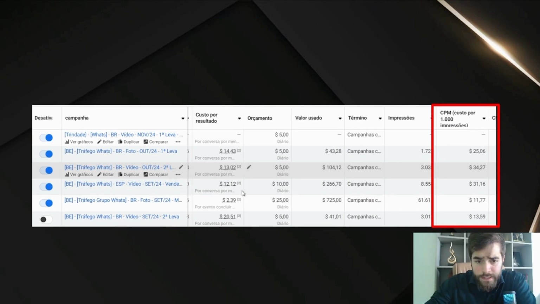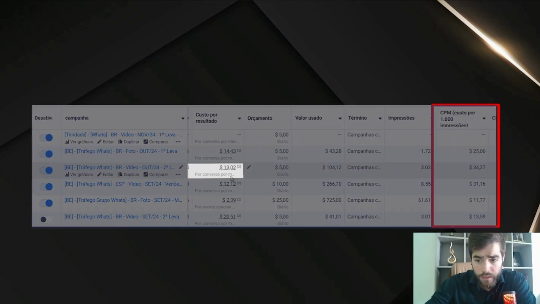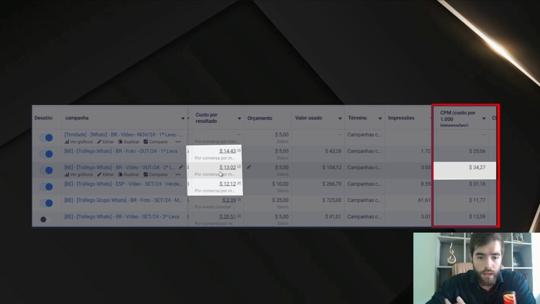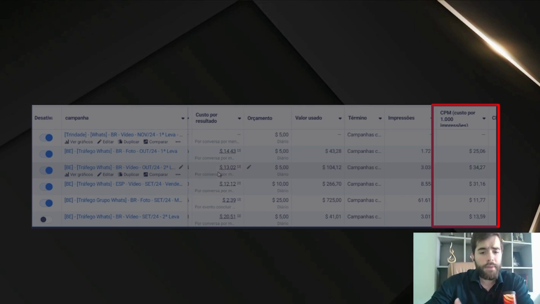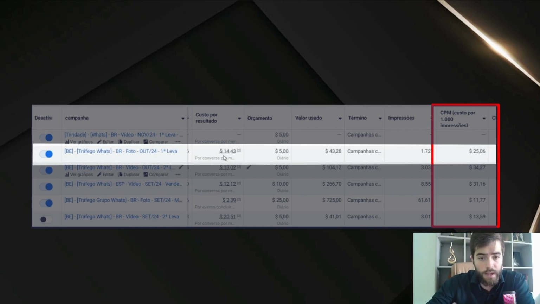Just pay attention. This campaign right here, we have $13 and the CPM is 34. Do you see? It's a high CPM, but the cost per message right here is really good. I mean, it's between 14 and 12, so it's acceptable. It's not a bad CPM, but if you pay attention to this campaign right here, we have $43, and we have a CPM of 25. So we have a better CPM, but we are not getting good results.